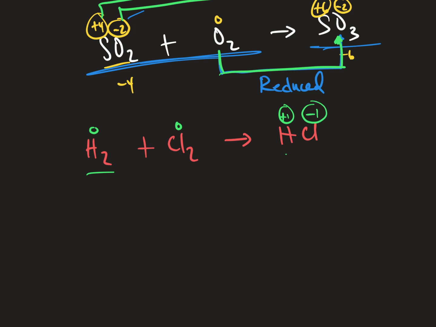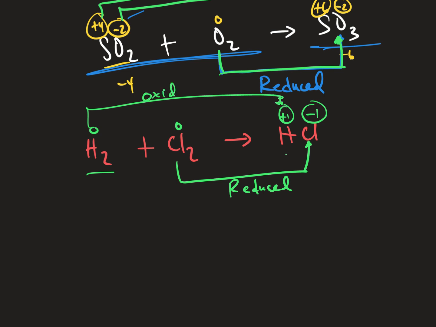So which one is reduced? Chlorine goes lower, so that one's reduced. Hydrogen is the other one, so it's oxidized. Try some of those. If you want to do more together, we can.